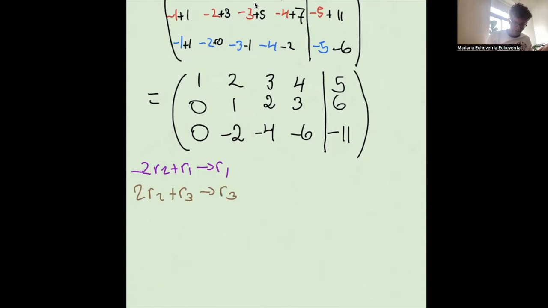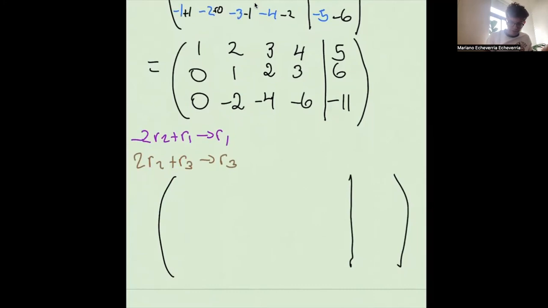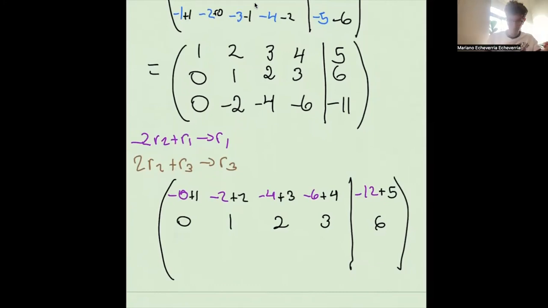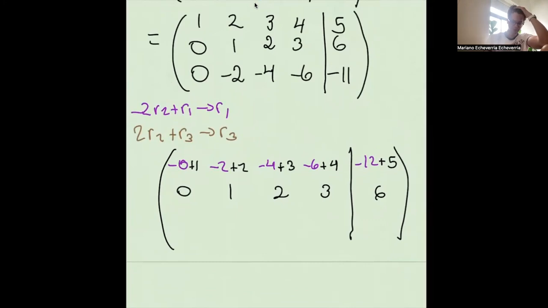Let me copy this again. Row 2 is the one I'm using for everything, so copy that one first. Then in the first one, you multiply by -2, so you go -0, -2, -4, -6, -12, and you add that to +1, +2, +3, +4, +5. And in the other one, you get 2 row 2 plus row 3. You multiply the second row by 2, so you get 0, 2, 4, 6, and then 12. Then you add that to row 3: +0, -2, -4, -6, -11.